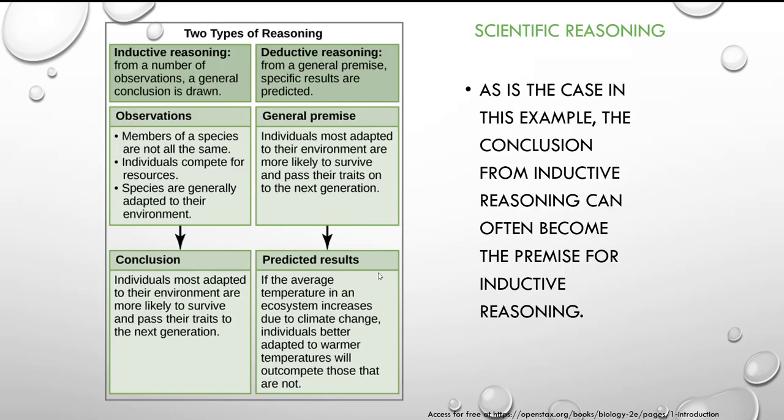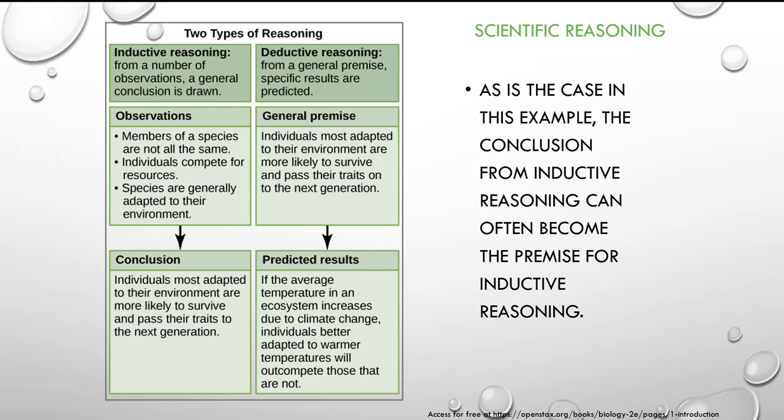All right, so let's get into scientific reasoning, okay? So we have two types of reasoning. We have something called inductive reasoning, and the other is deductive reasoning, okay? So let's start with the first one, inductive reasoning. In inductive reasoning, you're going to draw a conclusion from a number of observations, okay? So you're going to basically be collecting information and then drawing a general conclusion from it.